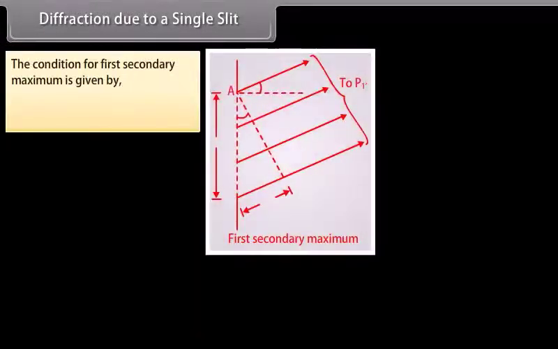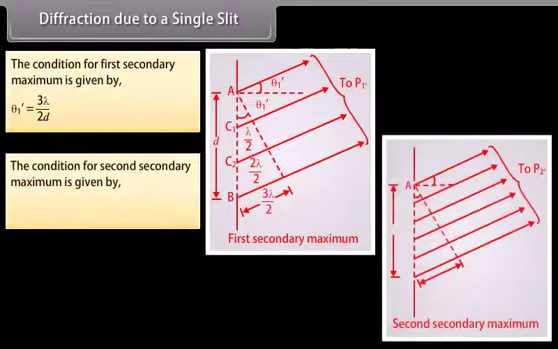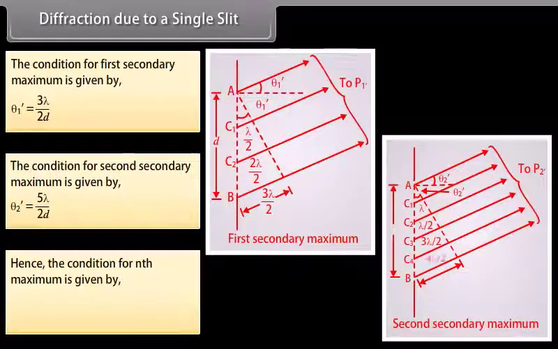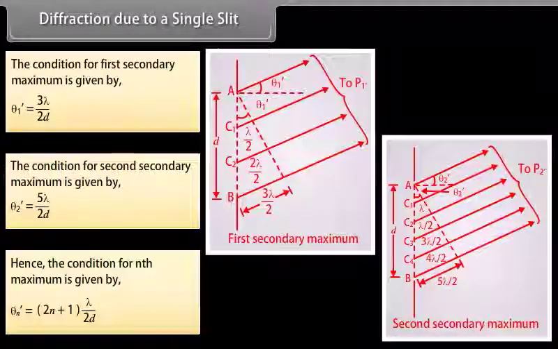The condition for the first secondary maximum is given at angle theta equals 3 lambda upon 2d. The condition for the second secondary maximum is given at an angle theta equals 5 lambda upon 2d. Hence, the condition for the nth maximum is given at an angle theta equals (2n plus 1) lambda upon 2d.